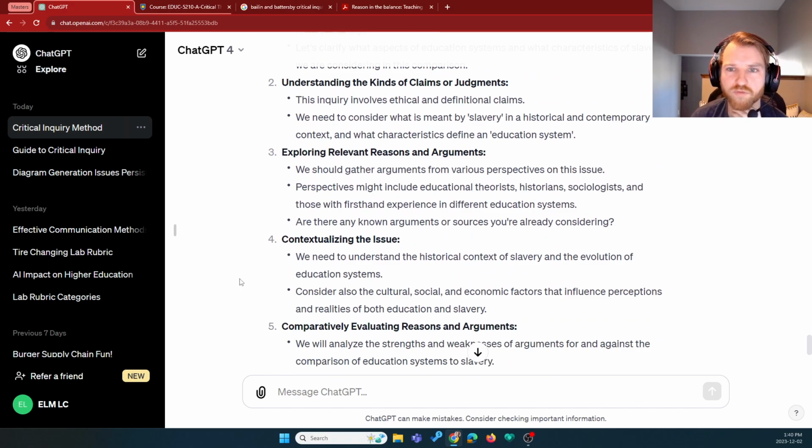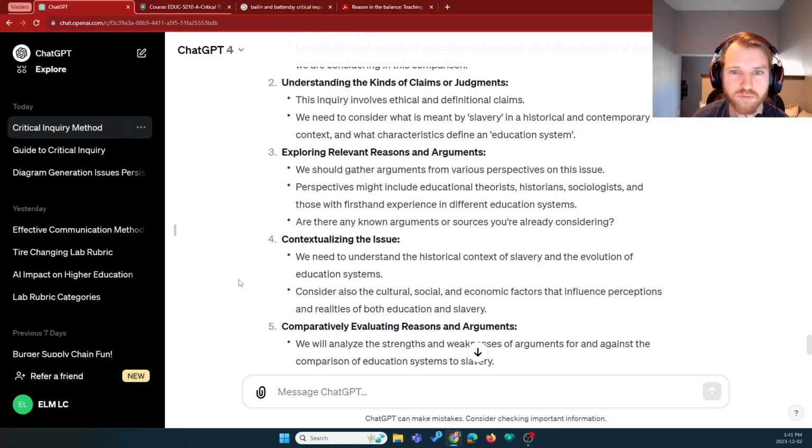We should gather arguments and various perspectives on the issue. Might include educational theorists, historians, sociologists, and those with first-hand experience in different education systems. Are there any known arguments or sources you're already considering? Yeah, so that's a good probing question.